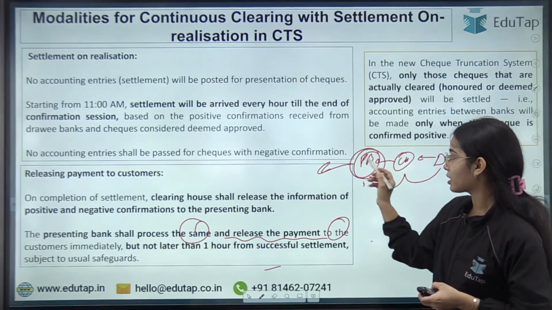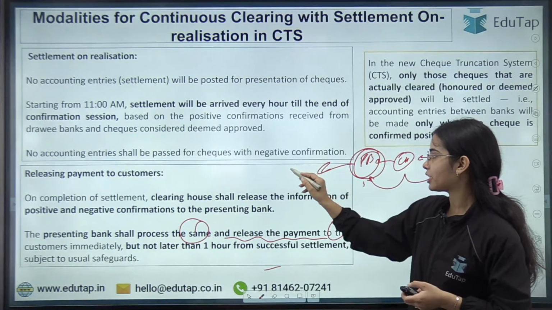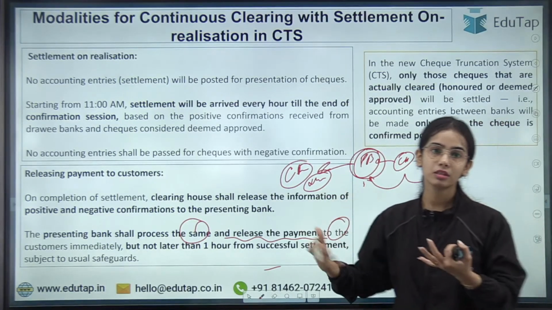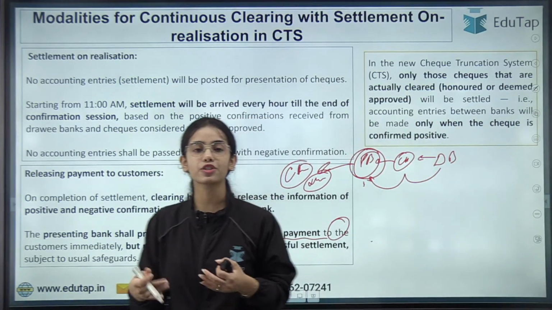Then the presenting bank will transfer the money to the customer's account, the XYZ account, and this should happen in a continuous manner. Continuously the checks have to be cleared.